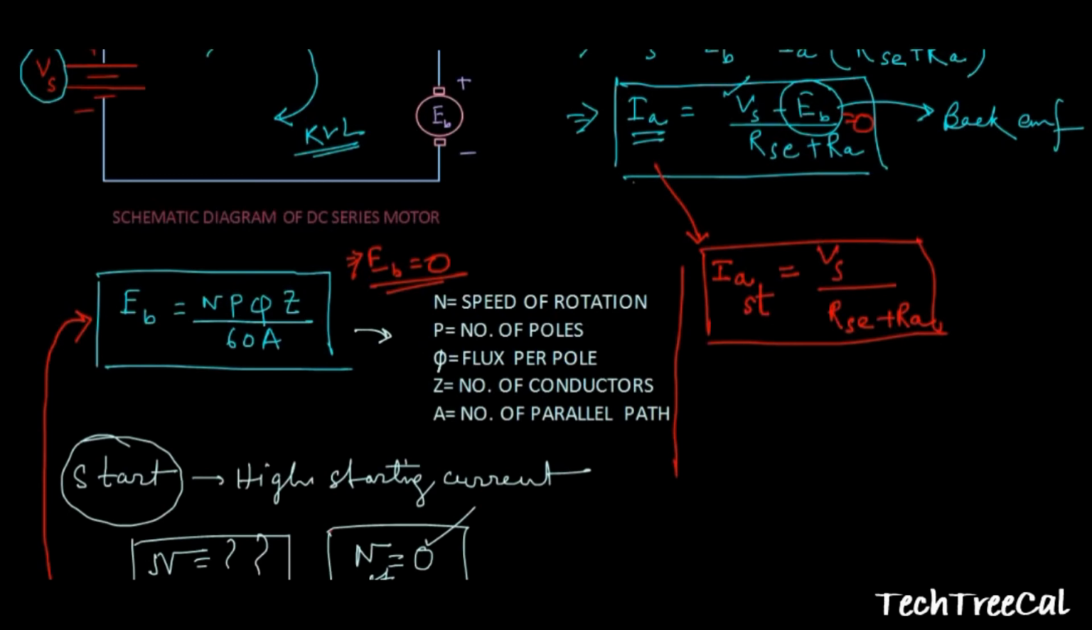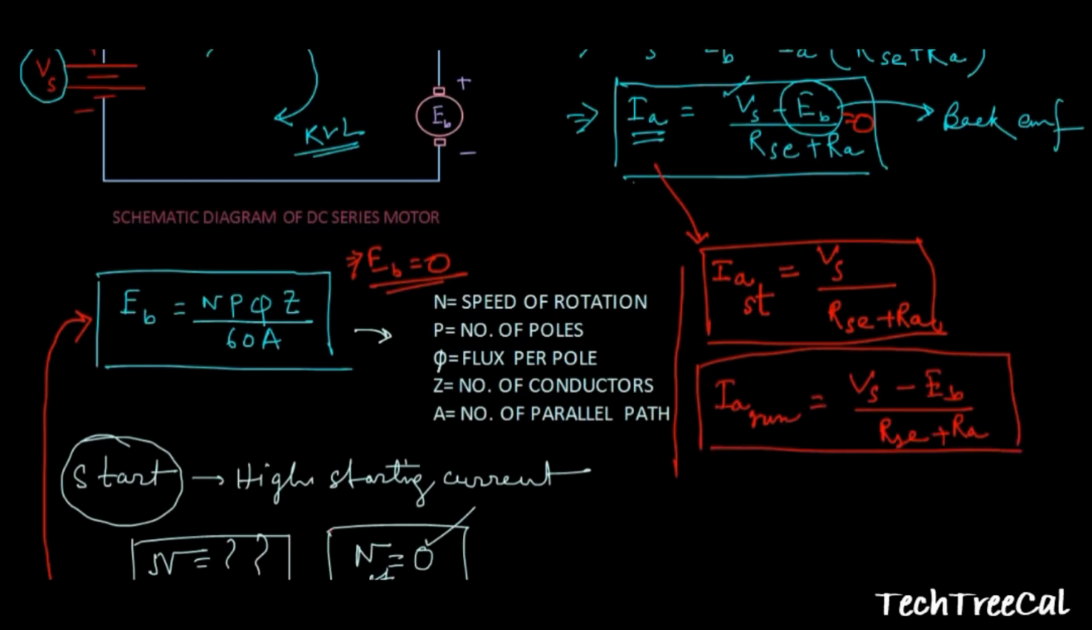Now at the running condition, the situation is different. If I write IA run, then the equation will be Vs minus EB divided by RAC plus RA, which is identical with the equation that we derived. Now compare both these equations. Let us name this equation number 1 and this equation number 2.